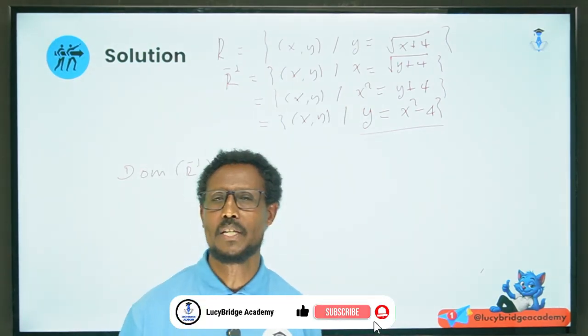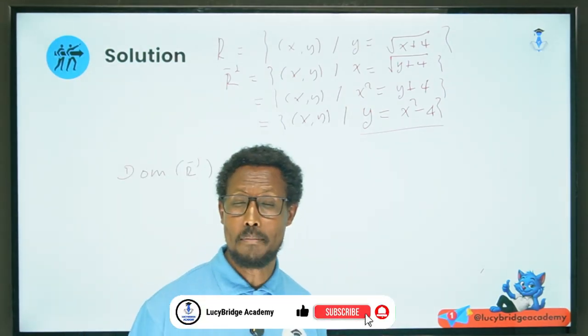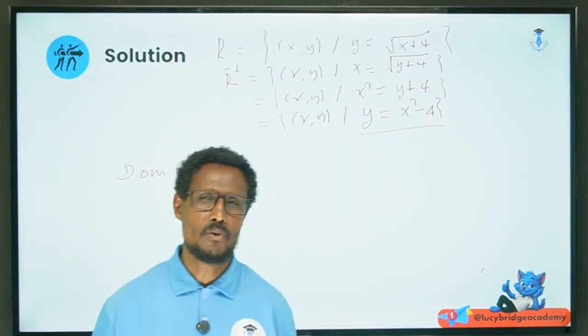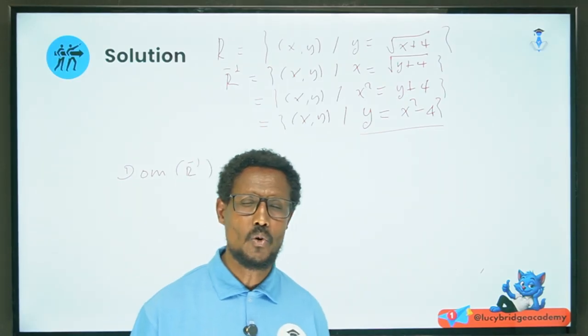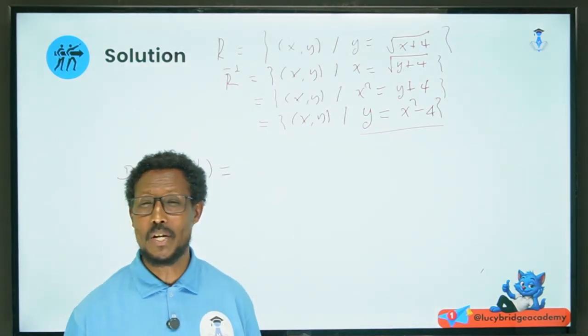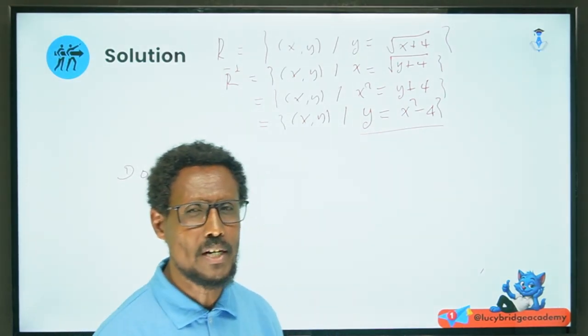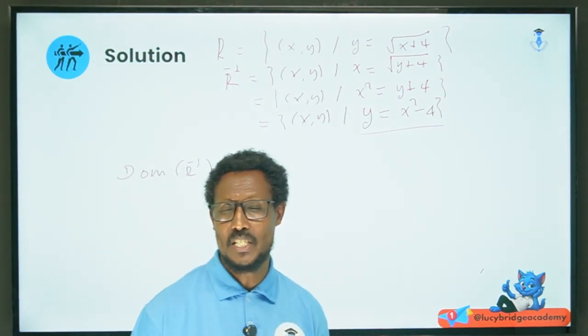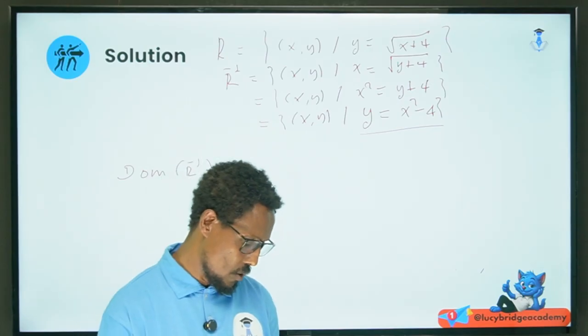The domain of every quadratic function is the set of all real numbers, but the range depends, okay? It depends on the nature of the given quadratic function, but the domain is always the set of all real numbers, whether it is an upward parabola or downward. So the domain of R inverse is the set of all real numbers.